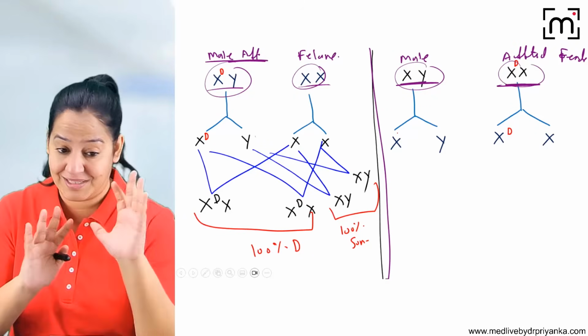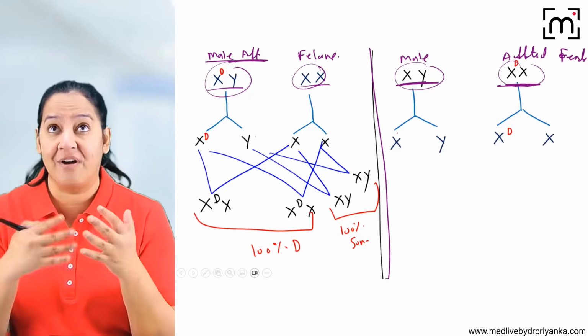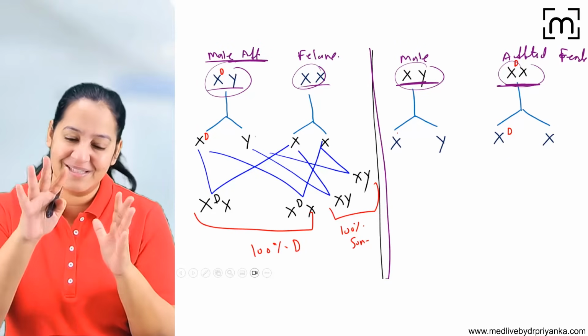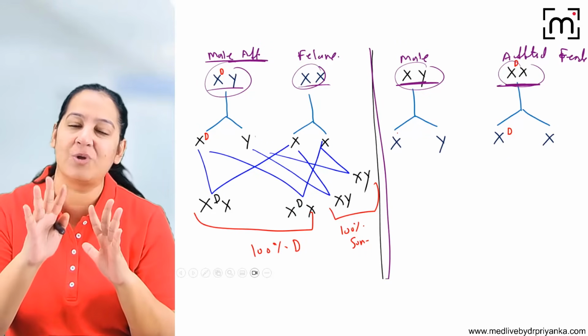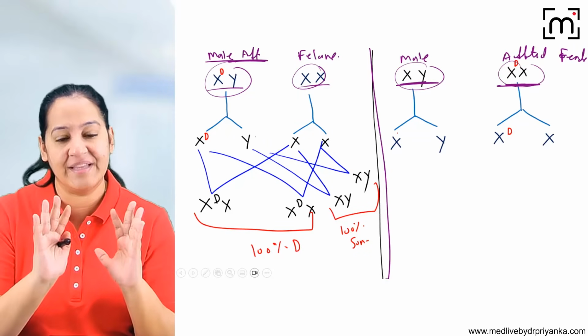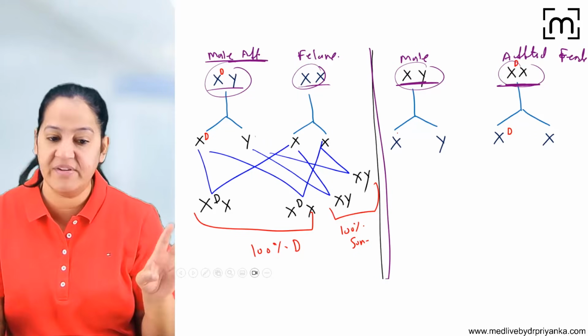Father doesn't love daughters. No, just a mnemonic I'm telling you. It's not the fact. Father loves daughters more, rather. But here, just as a mnemonic you can learn it like the father is not loving the daughters. Father is giving the disease to 100% daughters. Father is not giving the disease to the son.